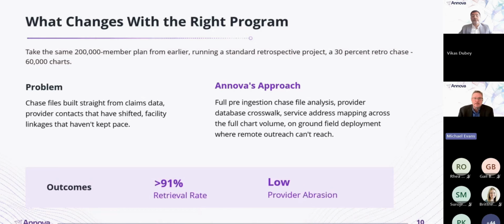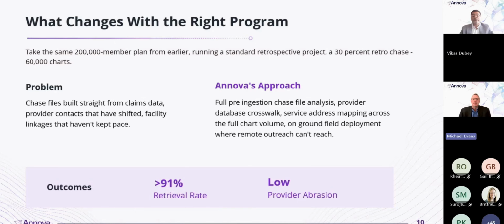Now, if we put that against the model from earlier, the gap between a typical 75% and 91% retrieval rate on a 60,000 chart project is roughly 9,600 charts. Run those through the same math, the HEDIS they carry, the RAF they represent, and you're going to find an 8-figure number. And when I say 8-figure, I mean 8 million. It becomes really significant very quickly.